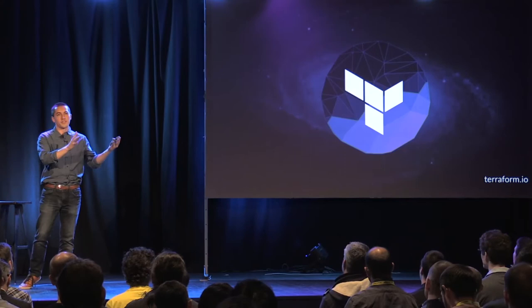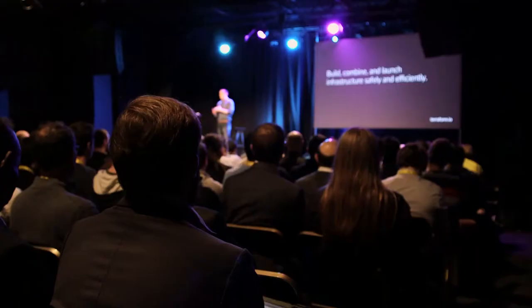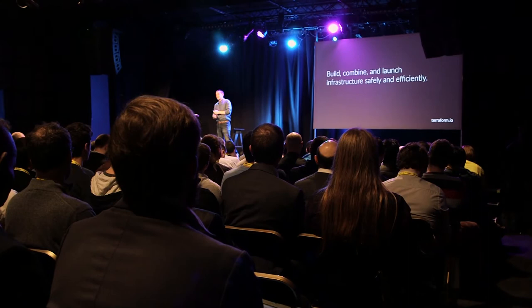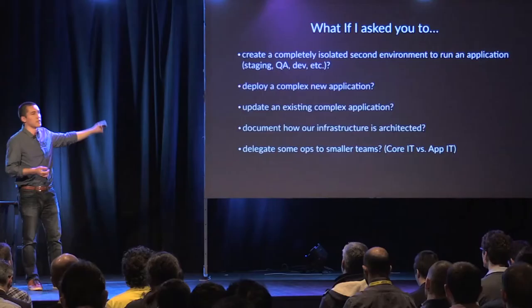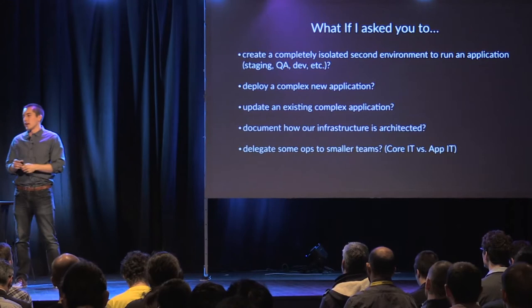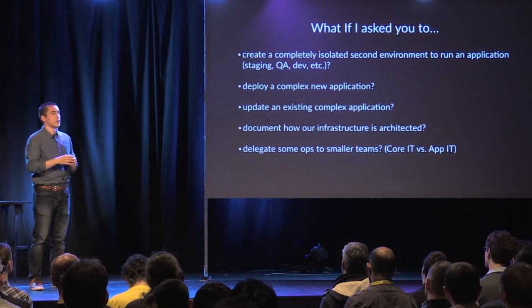Terraform's goal, in one sentence, what I put on the website, is to build, combine, and launch infrastructure safely and efficiently. So that's great. But practically, what does it do? This is the thing that Terraform answers for you. If I came to you and asked you to create a complete isolated environment for an application, and that means all the servers it needs, all the services it needs, all the permissions set up, deployed. How do you do that really quickly?